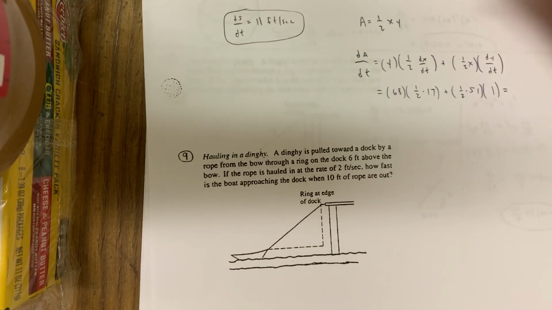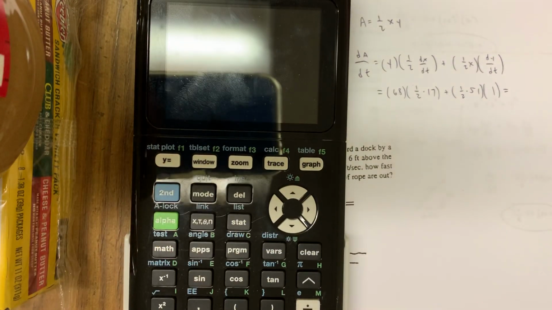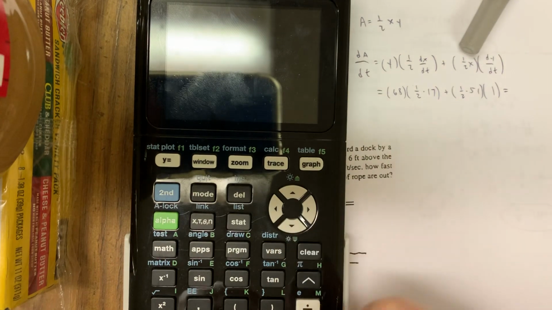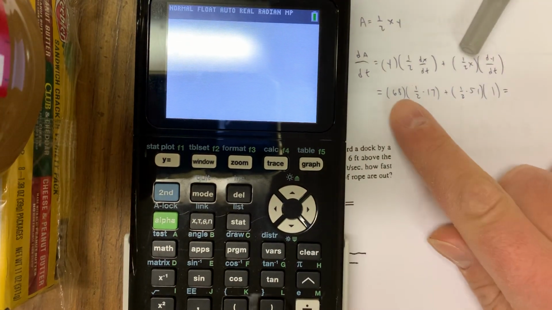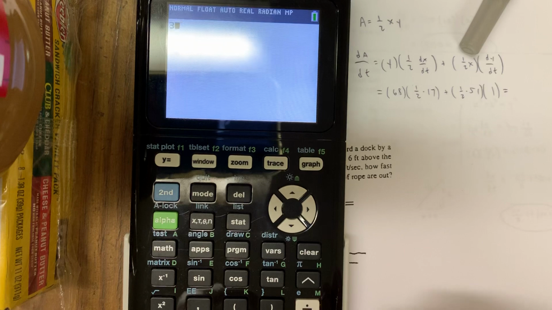And here's where the calculator comes into play. I think you really need it. You could do this without a calculator here, but we have it, so why not use it? 68 times a half is 34, so 34 times 17.